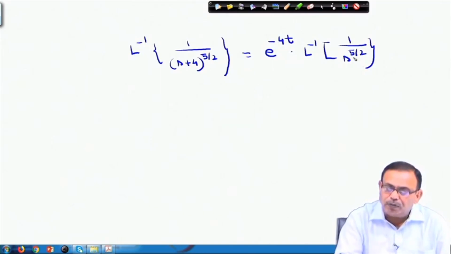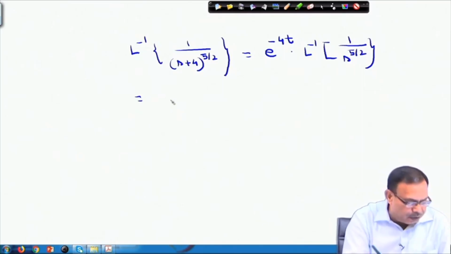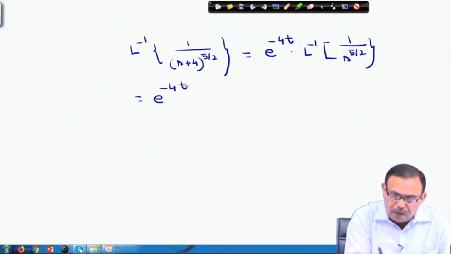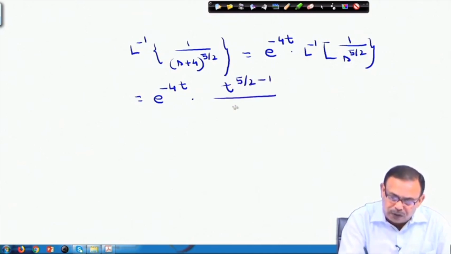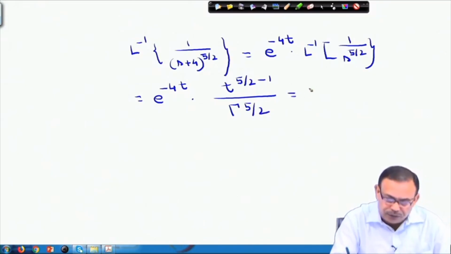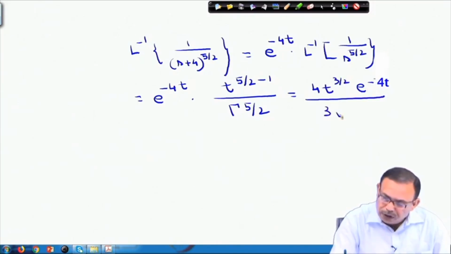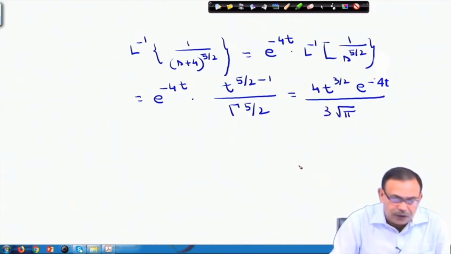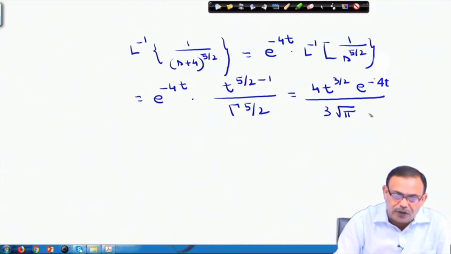and Laplace inverse of 1 by s to the power 5 by 2, whose corresponding function is known to us, that is Laplace inverse we can write down very easily. e power minus 4t into t to the power 5 by 2 minus 1 by gamma 5 by 2, and this equals, you can write it, 4 will come over here. If I calculate, t to the power 3 by 2 e power minus 4t will come over here divided by 3 root pi. I am getting this. So, Laplace inverse of this equals this one.